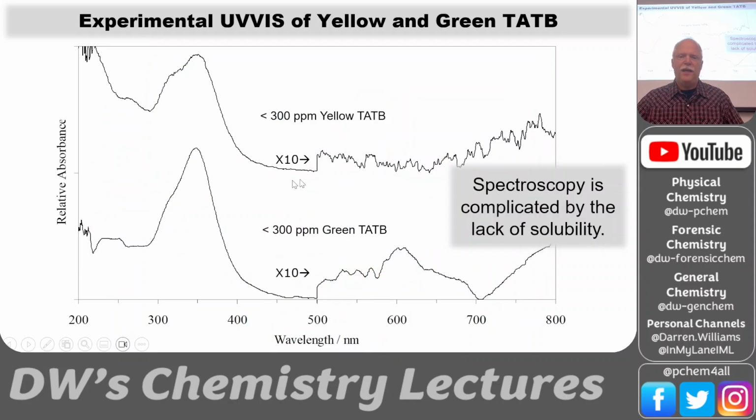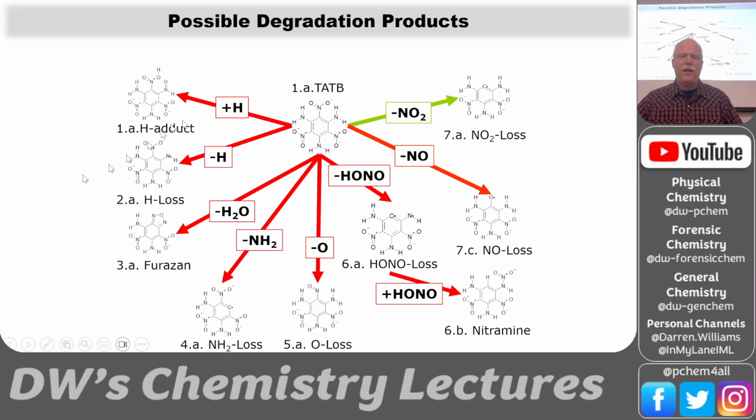So let's apply it to TATB. So here's TATB, and here's all of the different proposed things that might have happened. We might lose a nitro group. We might lose just an NO and have just an oxygen radical on there. We know that the final product has an unpaired electron because it is measurable with the electron paramagnetic resonance machine. And so then we might have lost a nitro with a hydrogen.